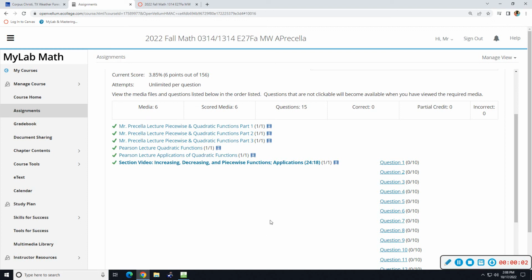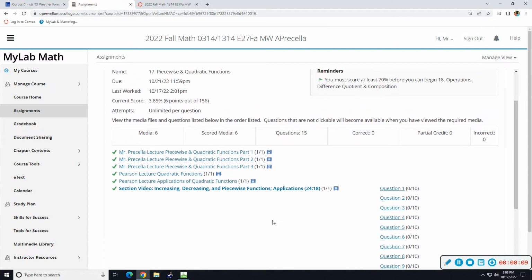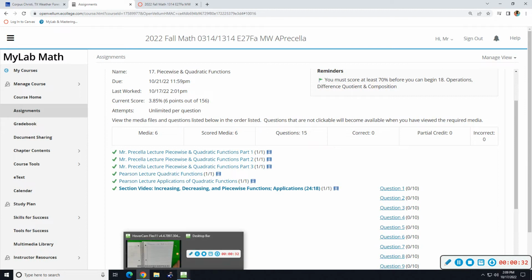Well, good afternoon. Today we're going to be looking at piecewise and quadratic functions. We discussed functions in the previous couple of classes. Remember, we said that a function is an algebraic expression or a rule that assigns each number in one set to exactly one number in the other set. That first set is called the domain, the second set is called the range.